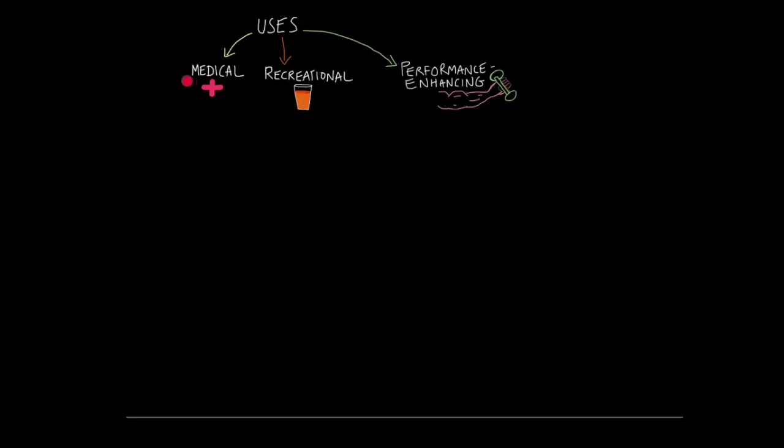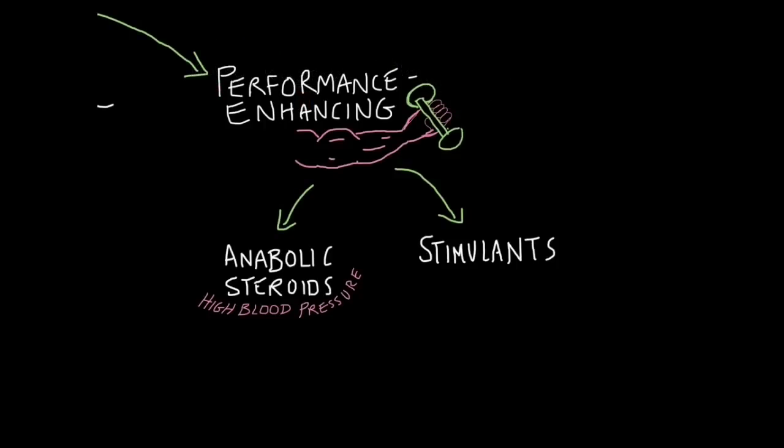Drugs can function as medicines. They can be used for recreational purposes, in other words, leisure. And some athletes use drugs as performance enhancers. In other words, drugs that enhance their performance at a particular sport. So there are 2 types of performance-enhancing drugs. Firstly, we have the anabolic steroids. These are chemicals that help you build muscle in quite a short space of time. However, they have been linked to high blood pressure, and high blood pressure is a gateway to other problems, specifically ones related to the heart.